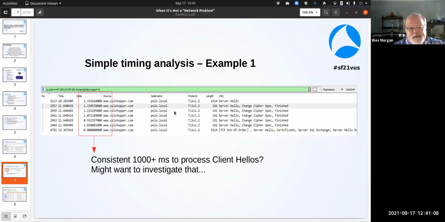Well, I look at the time deltas. There's a consistent 1,000 milliseconds or more just to process a client hello before coming back with the server hello. That's something you would definitely investigate, right? You're adding more than a second of overhead to every TLS transaction. That's something that's going to get rather bad rather quickly. And I will say that in preparing for this session, I went back and revisited this site, and whatever their issue was, they appeared to have solved it because they're now back to very, very fast response times between client hellos and server hellos.